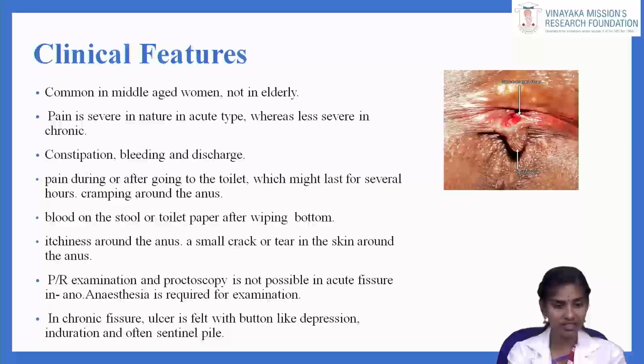The clinical features are severe pain. Pain is more severe in acute fissure. Also constipation, bleeding and discharge. Pain during or after going to the toilet which might last for several hours, cramping around the anus. Blood on the stool or toilet paper after wiping the bottom. Itchiness around the anus, a small crack or tear in the skin around the anus.